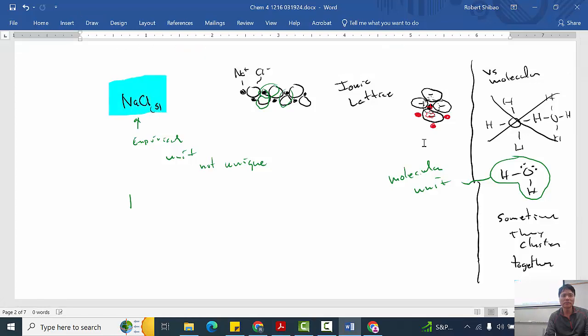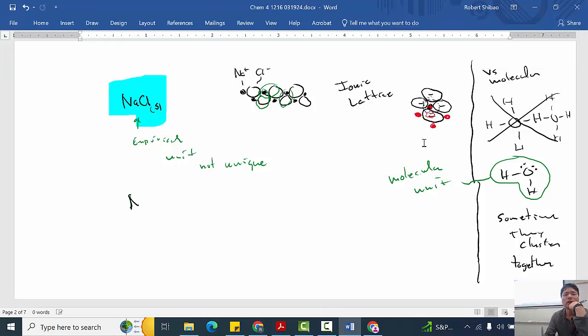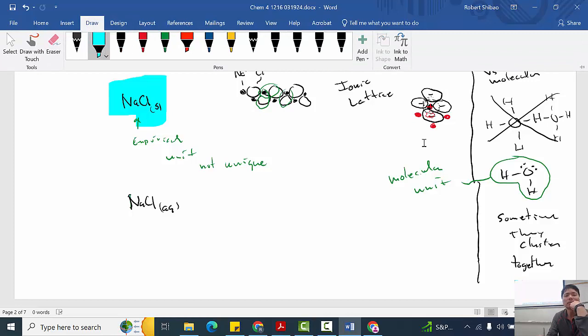Wait, I think I mentioned this in the past before, where the water goes in between. Is that correct? That's for hydrates. Sodium chloride, we say, is soluble in water. Yes.